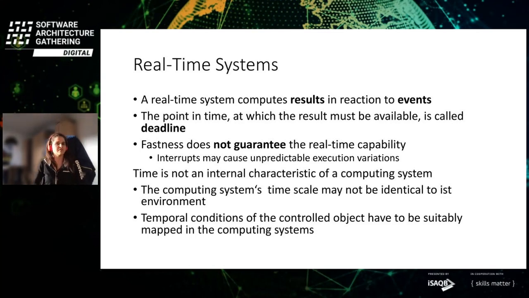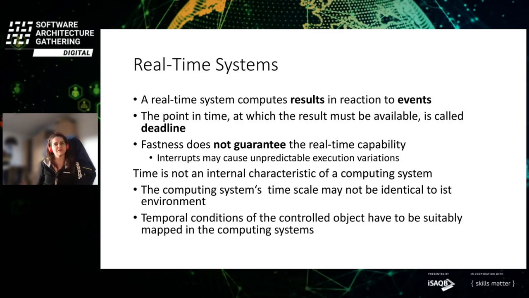So, what some people think is, okay, timeliness has to do something with fastness. Fastness is good, of course, but it's not a guarantee for real-time capability. So you might have a very powerful machine, a powerful processor, but you might have asynchronous interruptions in your program, and that may affect your program execution, for example, in an unpredicted way.